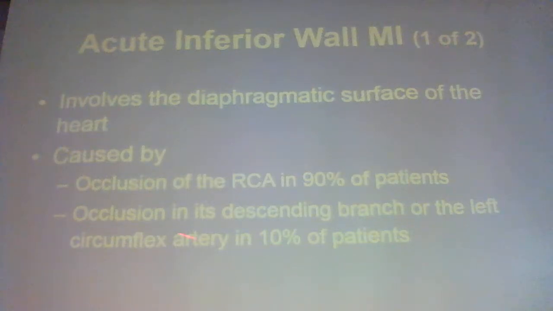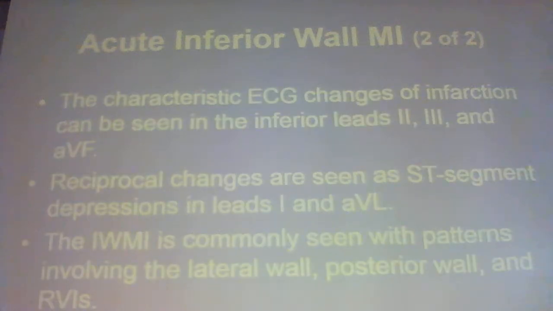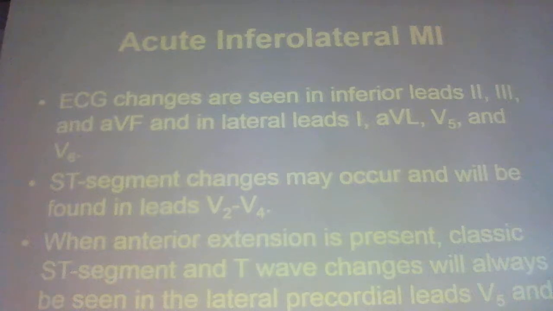Inferior, 2, 3, and F. We talked about the 90%, 10% people. Reciprocal is going to be in 1 and AVL. And then what do we always do if we have an inferior injury pattern? At least V4R, right? The catch is 92%. Inferior lateral, 2, 3, and F, and then some of your V leads, 1 AVL, V5, or V6. We'll see reciprocals in the anterior leads.